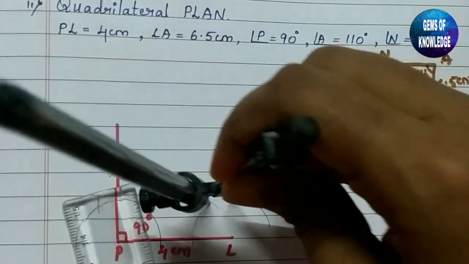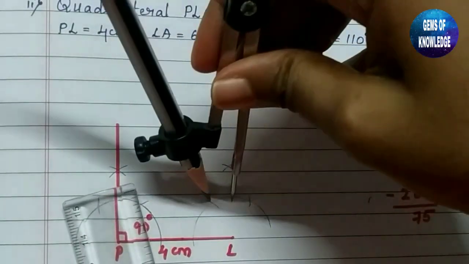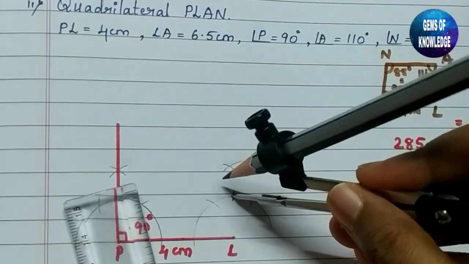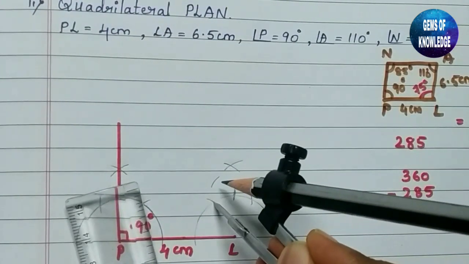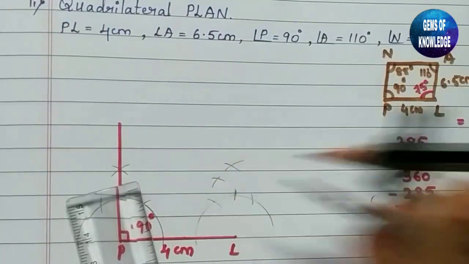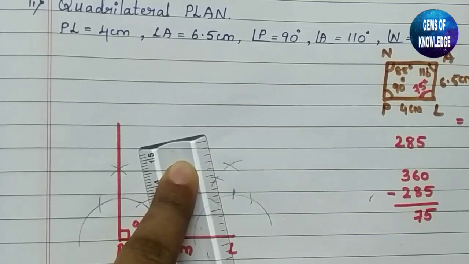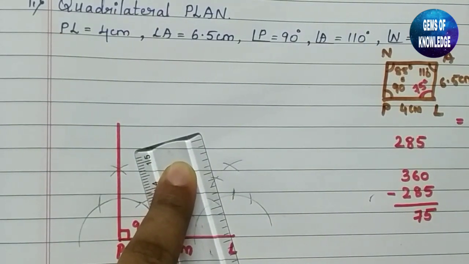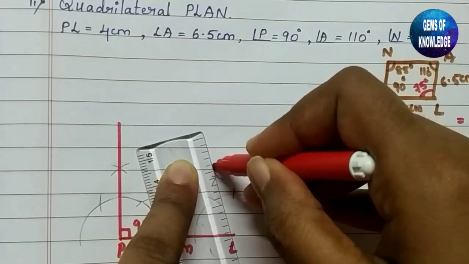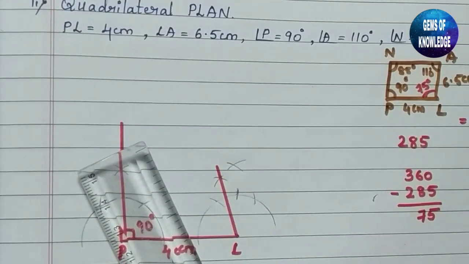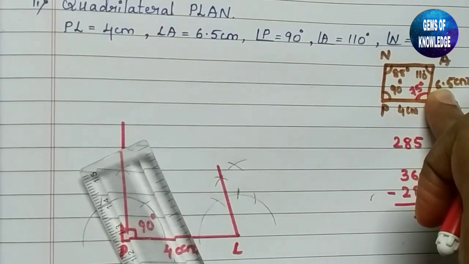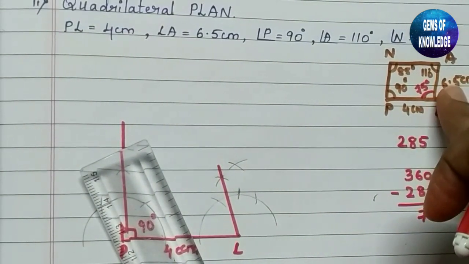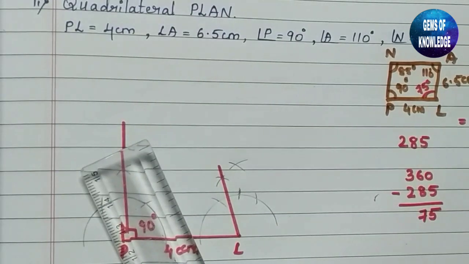Okay, we need to take the distance between this and cut one small arc over here from this point as well as from this point. What we got here is nothing but 75 degree. This will be our 75 degree, but here it has been given as 6.5 centimeter, so we need our 6.5 centimeter. Let us take our 6.5 centimeter.